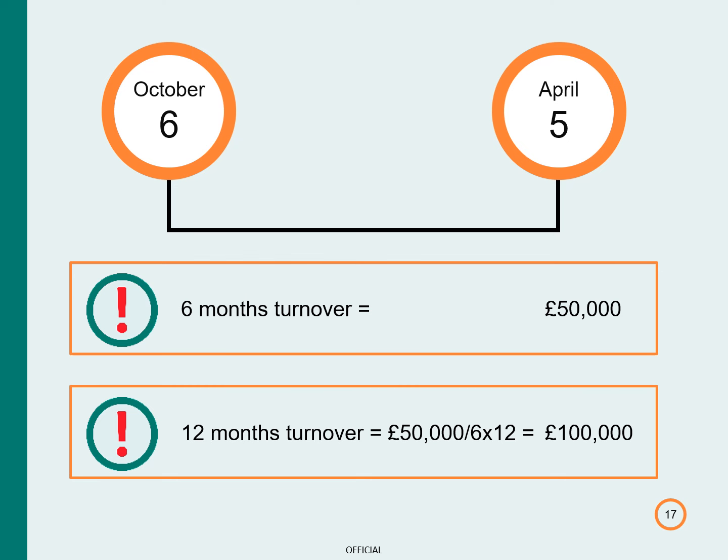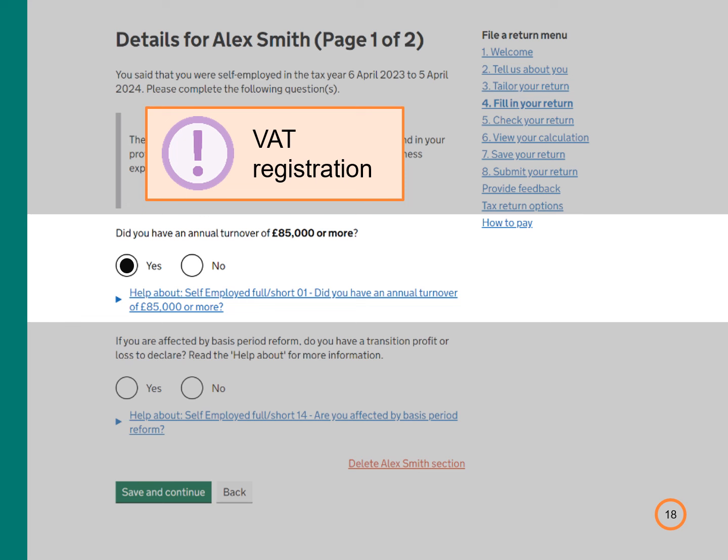If your turnover is £85,000 or more, you'll need to give a more detailed breakdown of your self-employed accounts. If you're not already registered for VAT, you also need to consider this. If your annual turnover is below £85,000, you're given a simpler version of the self-employment section, which we'll look at today.